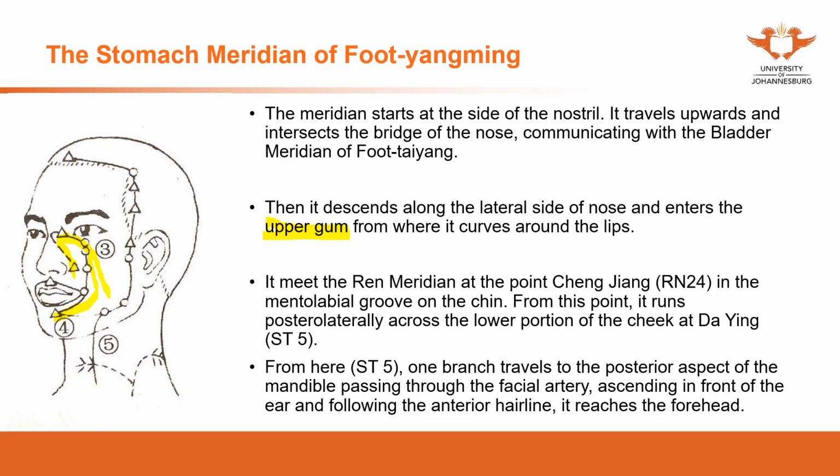If the disease happens at the upper gum, we might focus on stomach more. If the disease happens in the lower gum area, then we might focus on the large intestine more. And then the meridian from here, the labial groove on the cheek. From here, it travels posterolaterally across the lower portion of the cheek at stomach 5. It goes here.